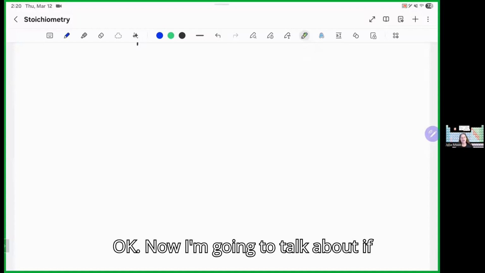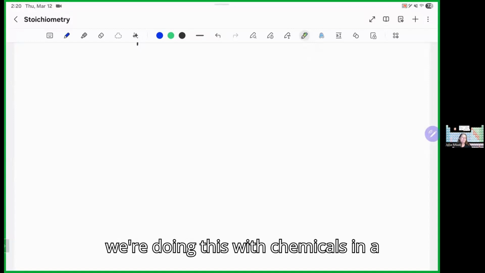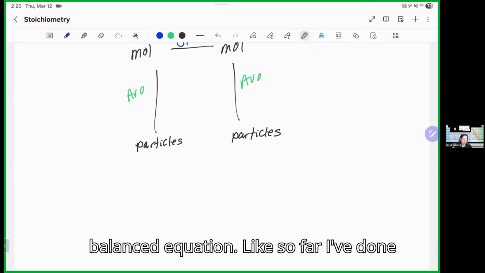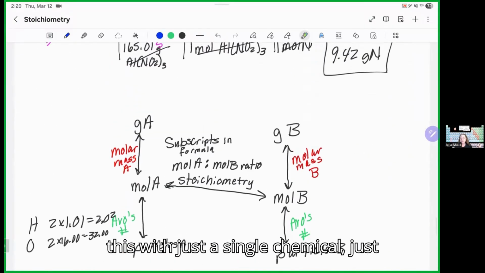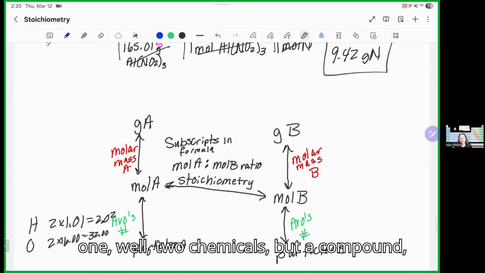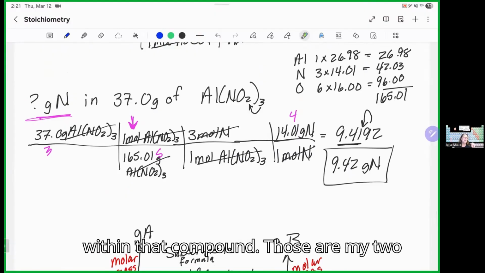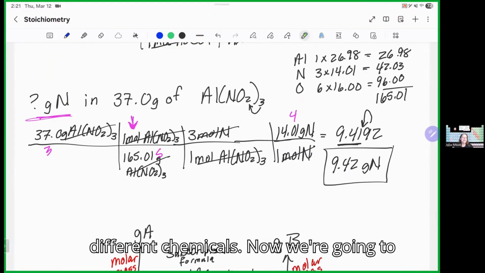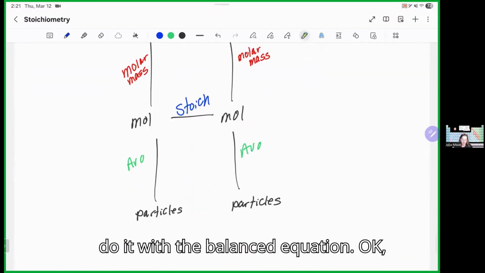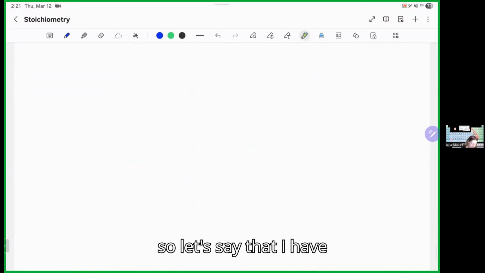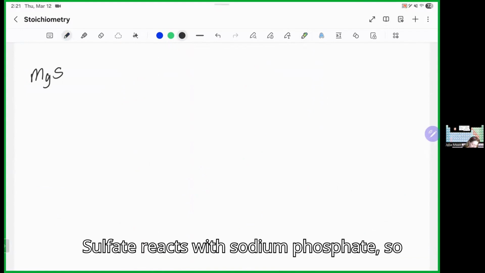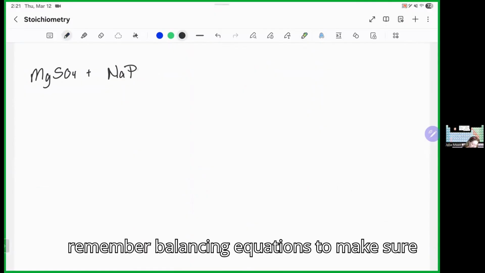Now I'm going to talk about if we're doing this with chemicals in a balanced equation. So far, I've done this with just a single compound, and we're looking for something that is within that compound. Those are my two different chemicals. Now we're going to do it with a balanced equation. So let's say that I have magnesium sulfate reacts with sodium phosphate.